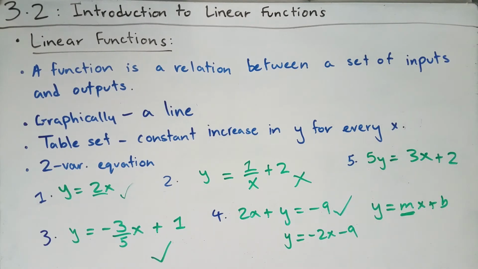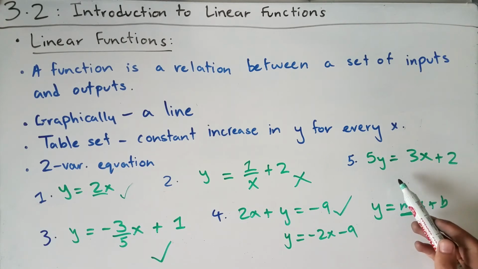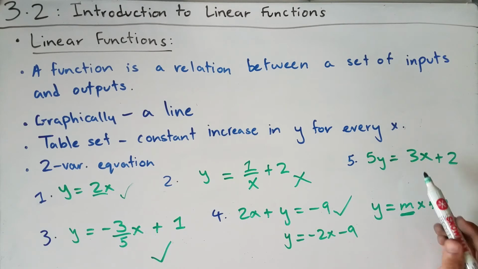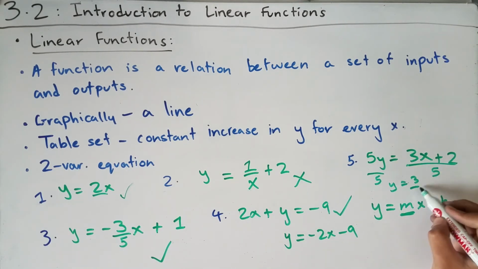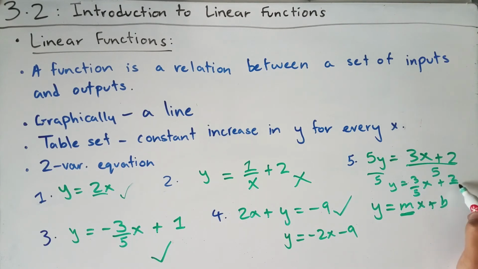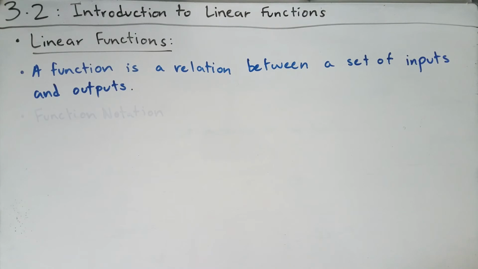Let's look at number 5. We're given that 5y equals 3x plus 2. So in this case, it's similar to this format, except we have a coefficient of 5 on the y. Well, if we divide each side by 5, we get y equals 3 over 5 x plus 2 over 5. And that's still a linear function. Now let's graph some linear functions on our own.